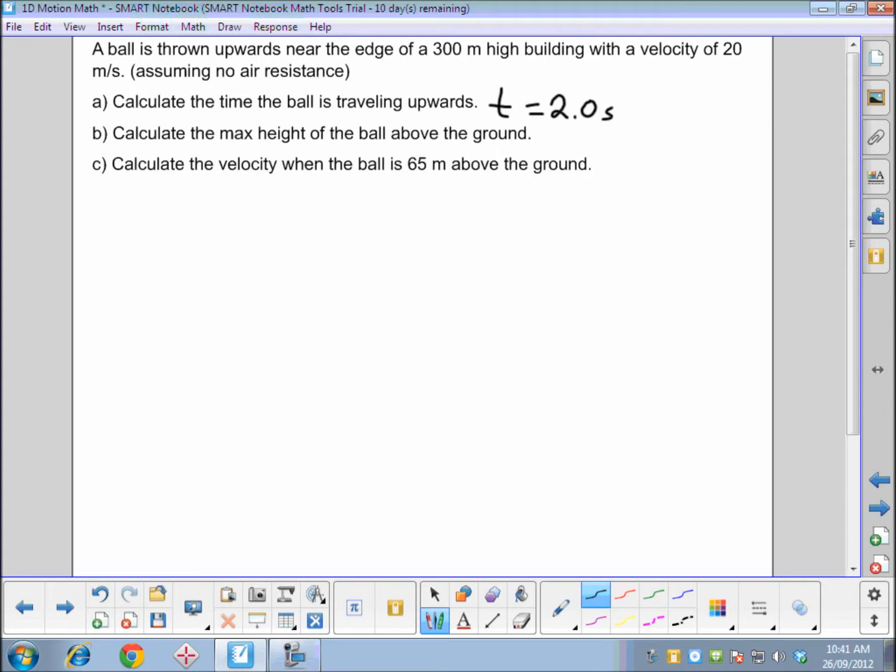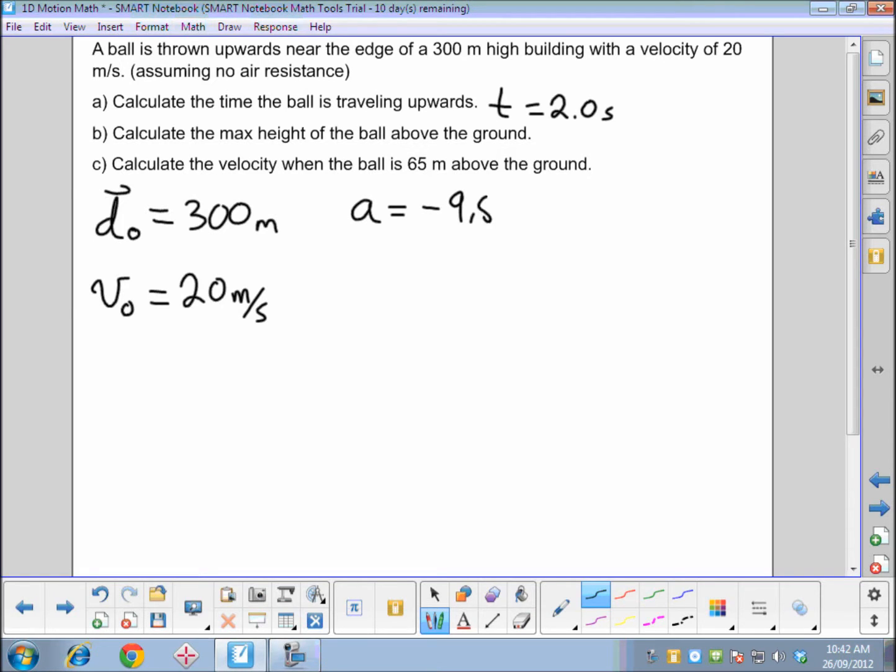So what we're measuring that maximum height relative to is very important. It's not how high above the building, it's how high above the ground. So I'm going to write out all of the variables I know. I know that my initial displacement is 300 meters above the ground. I know that my initial velocity is 20 meters per second, that's upwards. My acceleration is negative 9.81 meters per second squared because it's on Earth. My final velocity, because it's at maximum height, is going to be 0 meters per second.